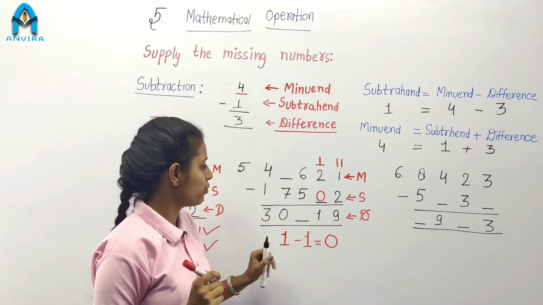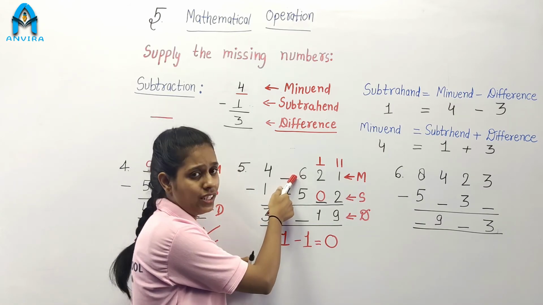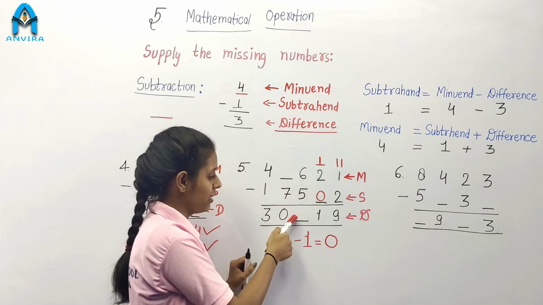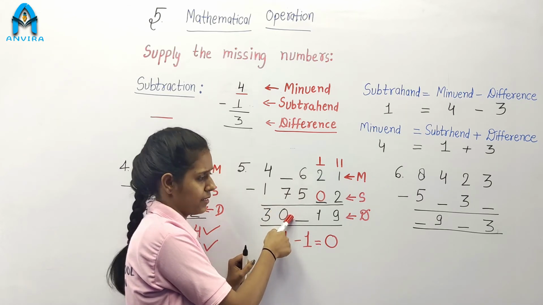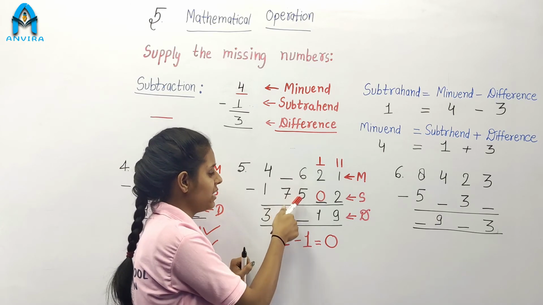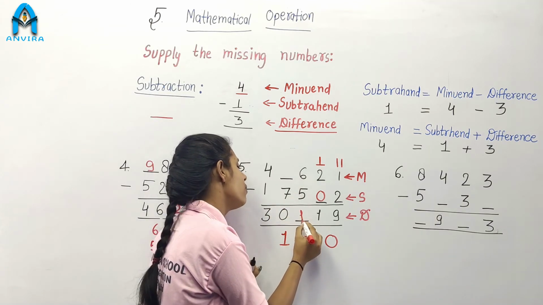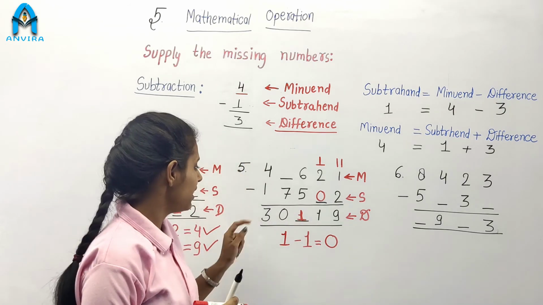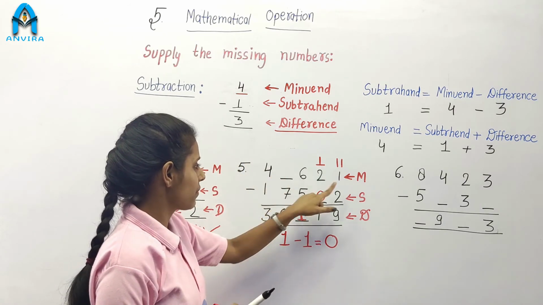Now let's go to the next. Minuend is given, subtrahend is given, and the difference is missing. So 6 minus 5 is equal to 1. So our answer is 1. Let's go to the next.